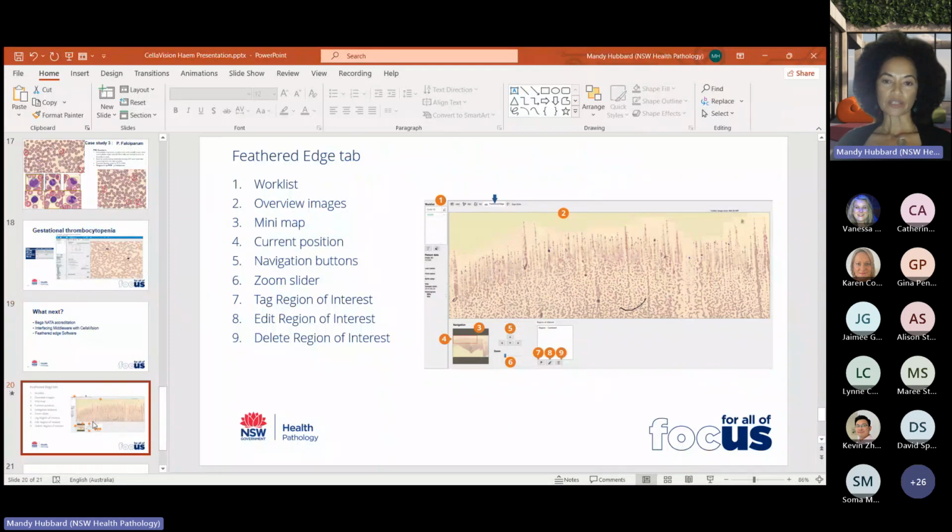But this basically is what we'll be able to do. You'll be able to select the area where you want the Feathered Edge view, and then navigate using these buttons down here, and tag a particular area of interest that you want to have a look at. So I'm sure that a lot of our morphologists who have had concerns about not being able to view the Feathered Edge for platelet clumping or larger abnormal cells, this will hopefully make them feel a bit more comfortable about using Cellavision.